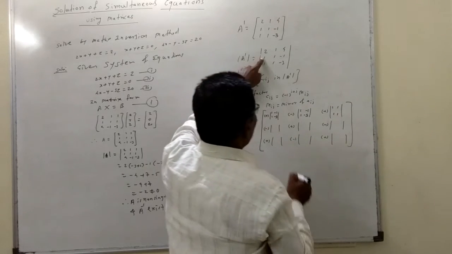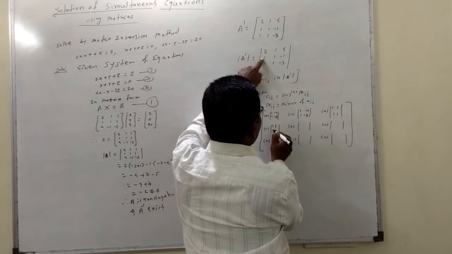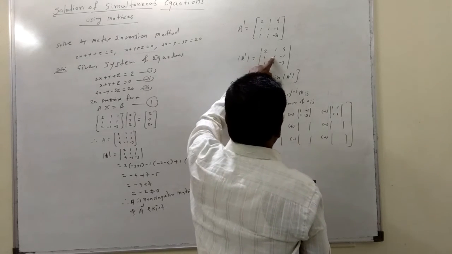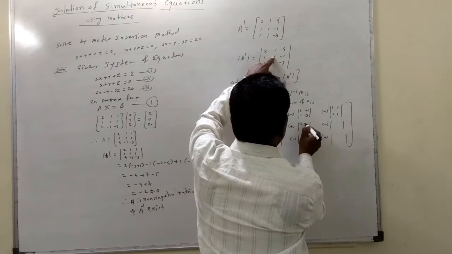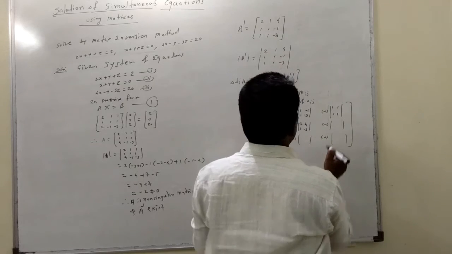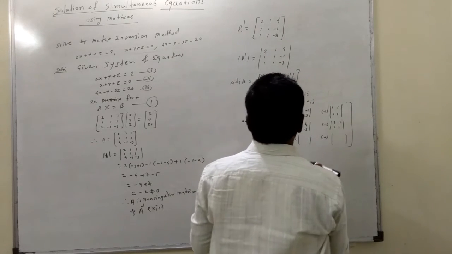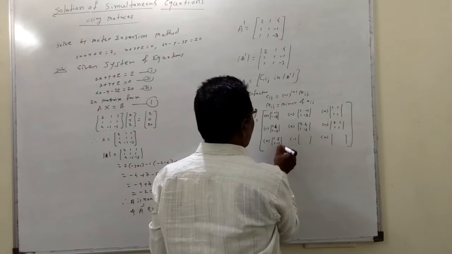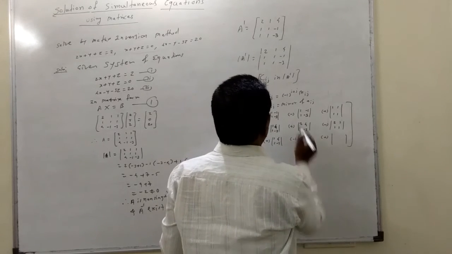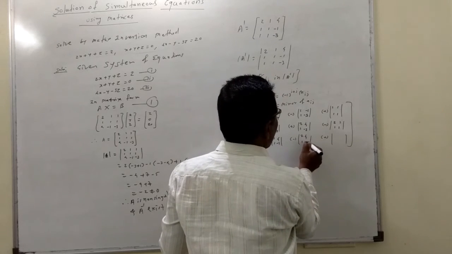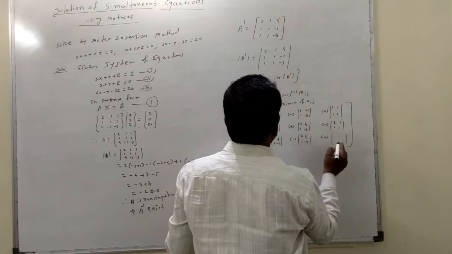Now for this element, 1 4, 1 minus 3. For this element, 2 4, 1 minus 3. And for this element, 2 1, 1 1. For this element, 1 4, 1 minus 1. For this element, 2 4, 1 minus 1. And for this element, 2 1, 1 1.